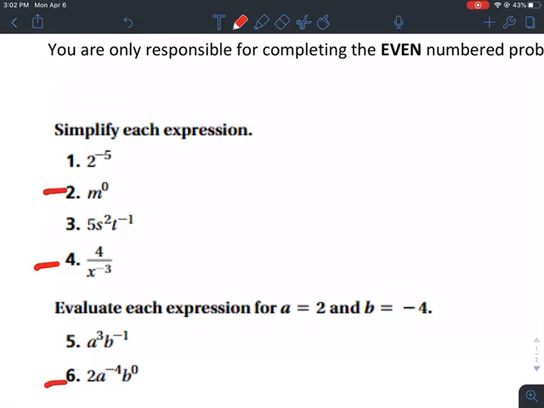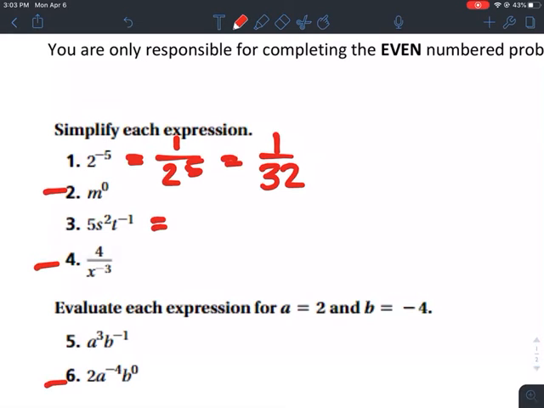So with this first one, you're just going to change it, and it's going to turn into 1 over 2 to the 5th. Now, if you have trouble with exponents, I can't show you with my fingers, but just count how many times you multiply by 2. So 2 is the first one. Then times 2 is 4, times 2 is 8, times 2 is 16, times 2 is 32. So 1 over 32.